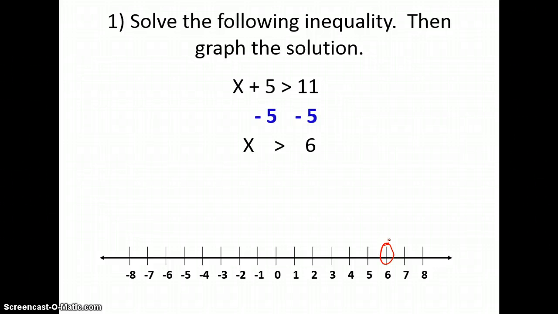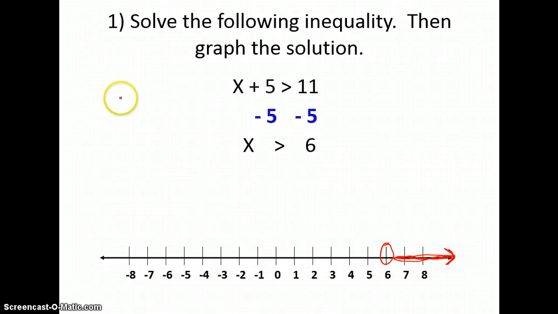And then we ask ourselves, okay, if x has to be greater than 6, what number on the number line is greater than 6? Well, 5 is less than 6, but 7 is greater. So I'm going to highlight my number line, or darken my number line, going in the direction of all the values that are greater than 6. And that is the solution to this inequality. x can be any number bigger than 6.